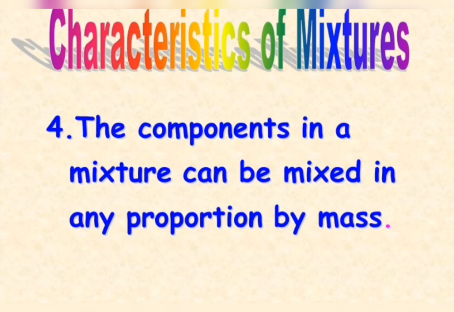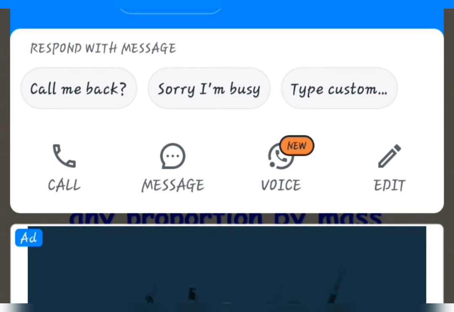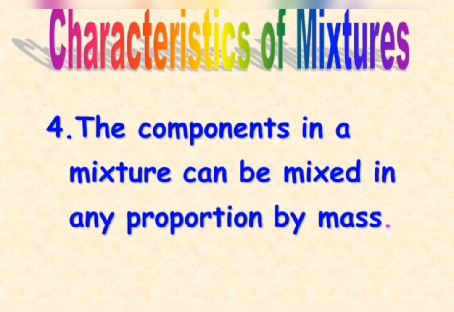One more characteristic is that a mixture does not have a definite melting point or boiling point, because they have variable composition, so they do not have definite melting and boiling points. And mixtures are usually heterogeneous except solutions and alloys. As I told you, solutions and alloys are homogeneous mixtures, but most of the mixtures are usually heterogeneous. So this was all about mixtures.